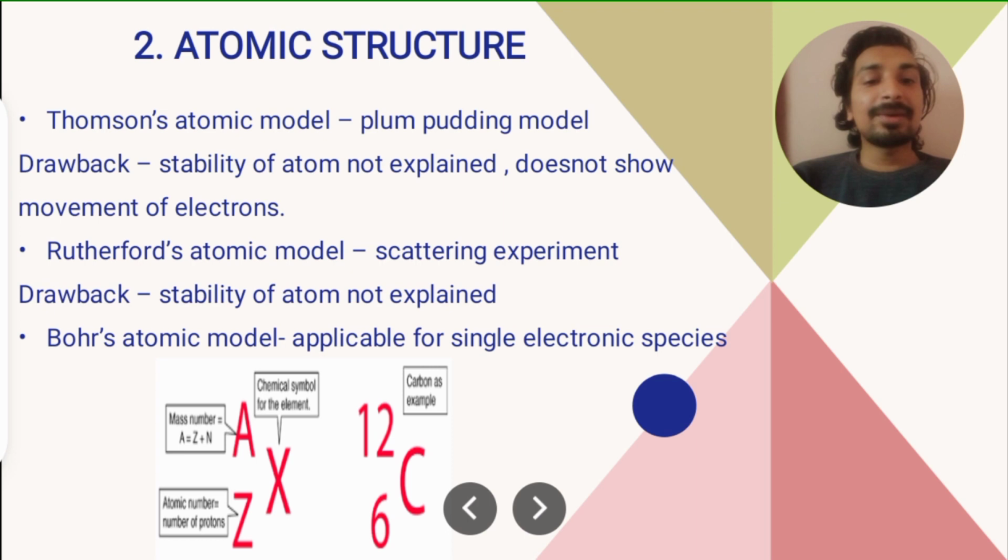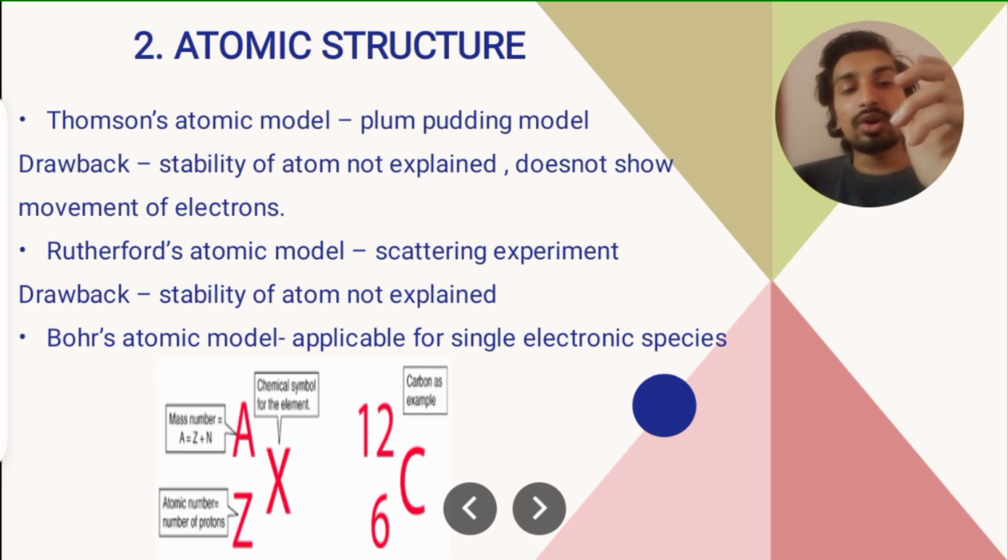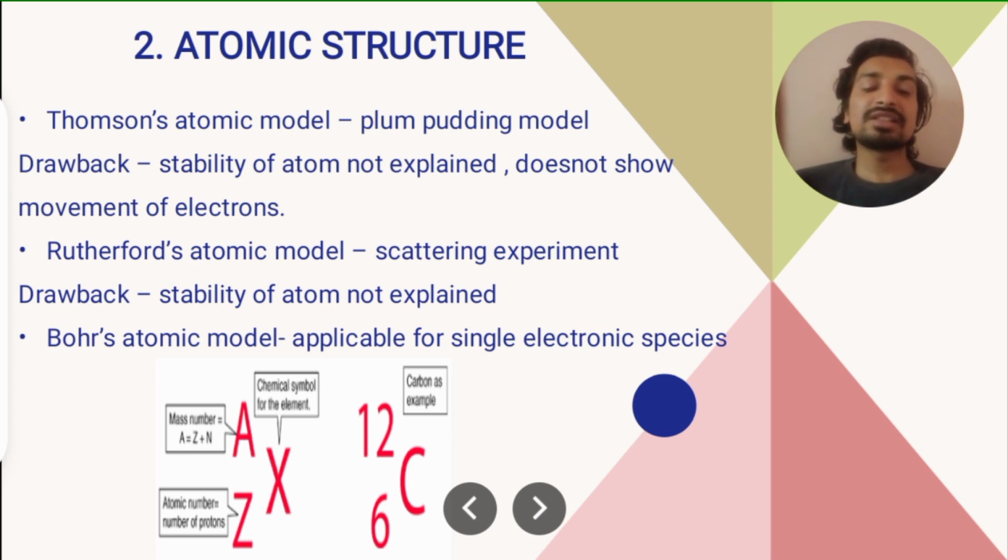And what is mass number? Mass number is the total: if you add protons and neutrons, you get the mass number. And this is the chemical symbol. So carbon, for example, has 6 protons and 6 neutrons. So it has 12 in total, and these can be called nucleons. So how many nucleons does it have? 12.